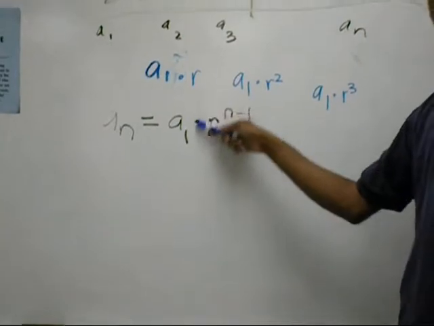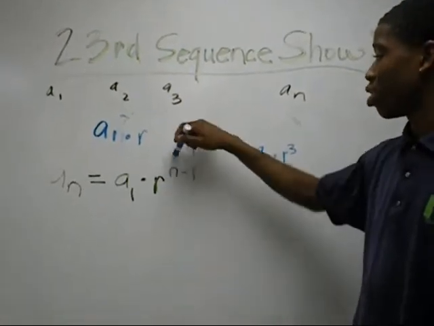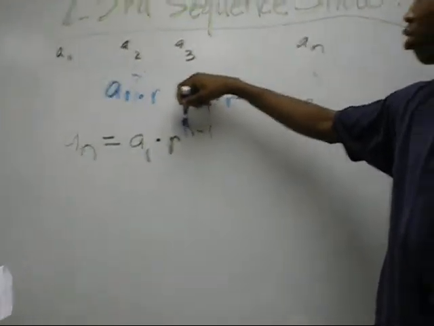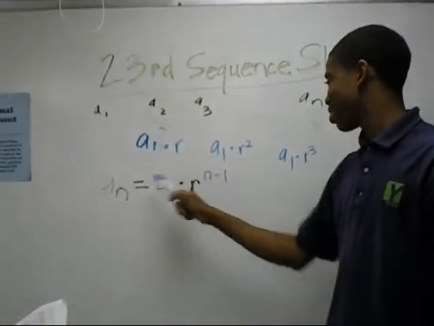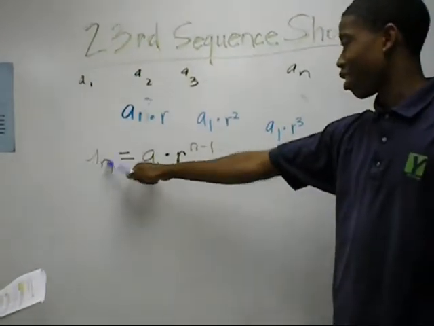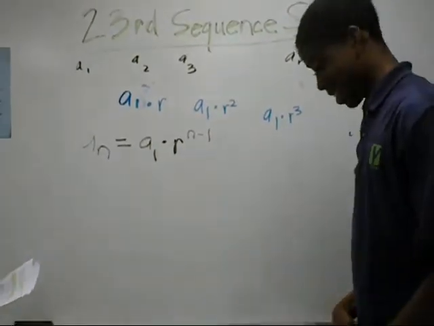This represents the common ratio. This represents the term number that you're looking for. This and this should be the same.